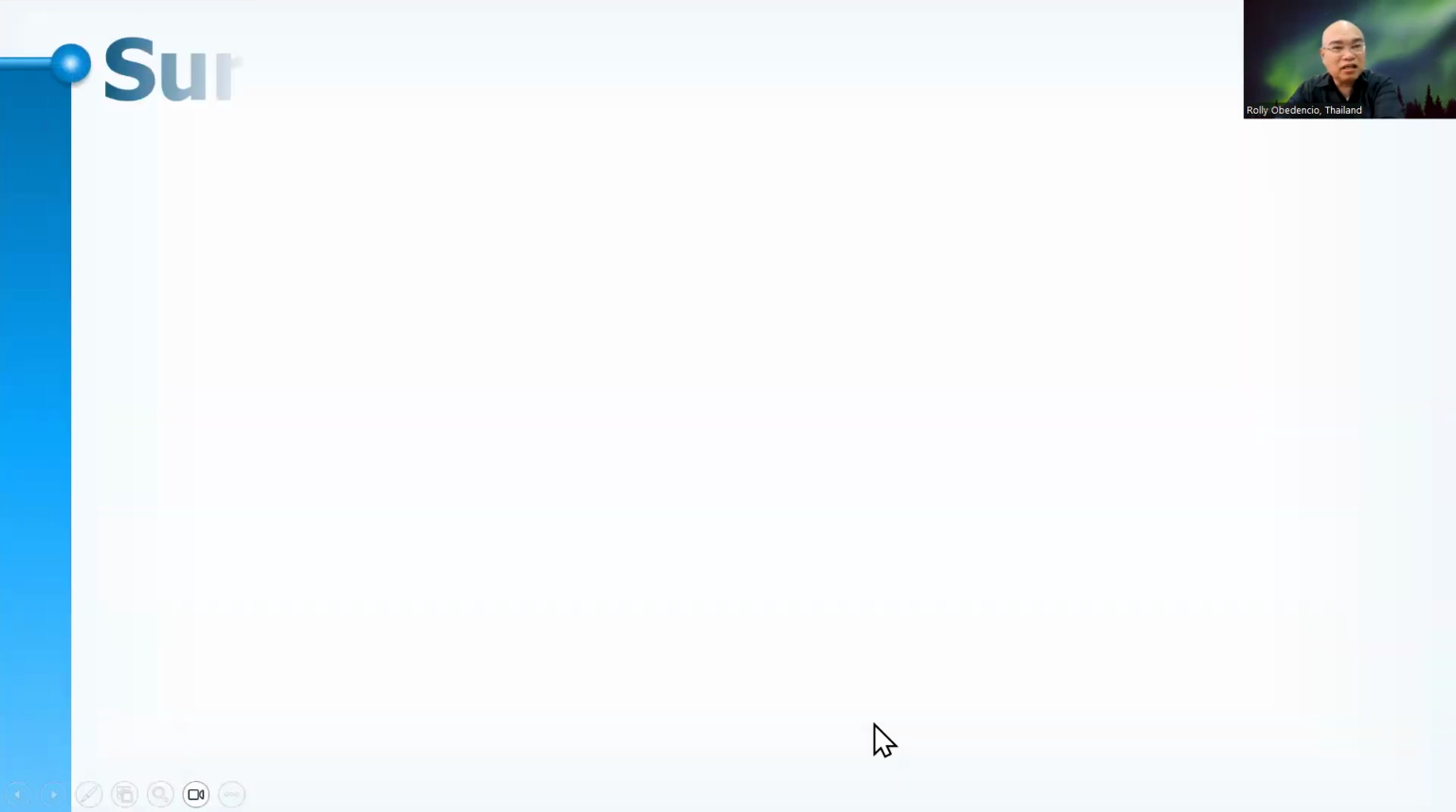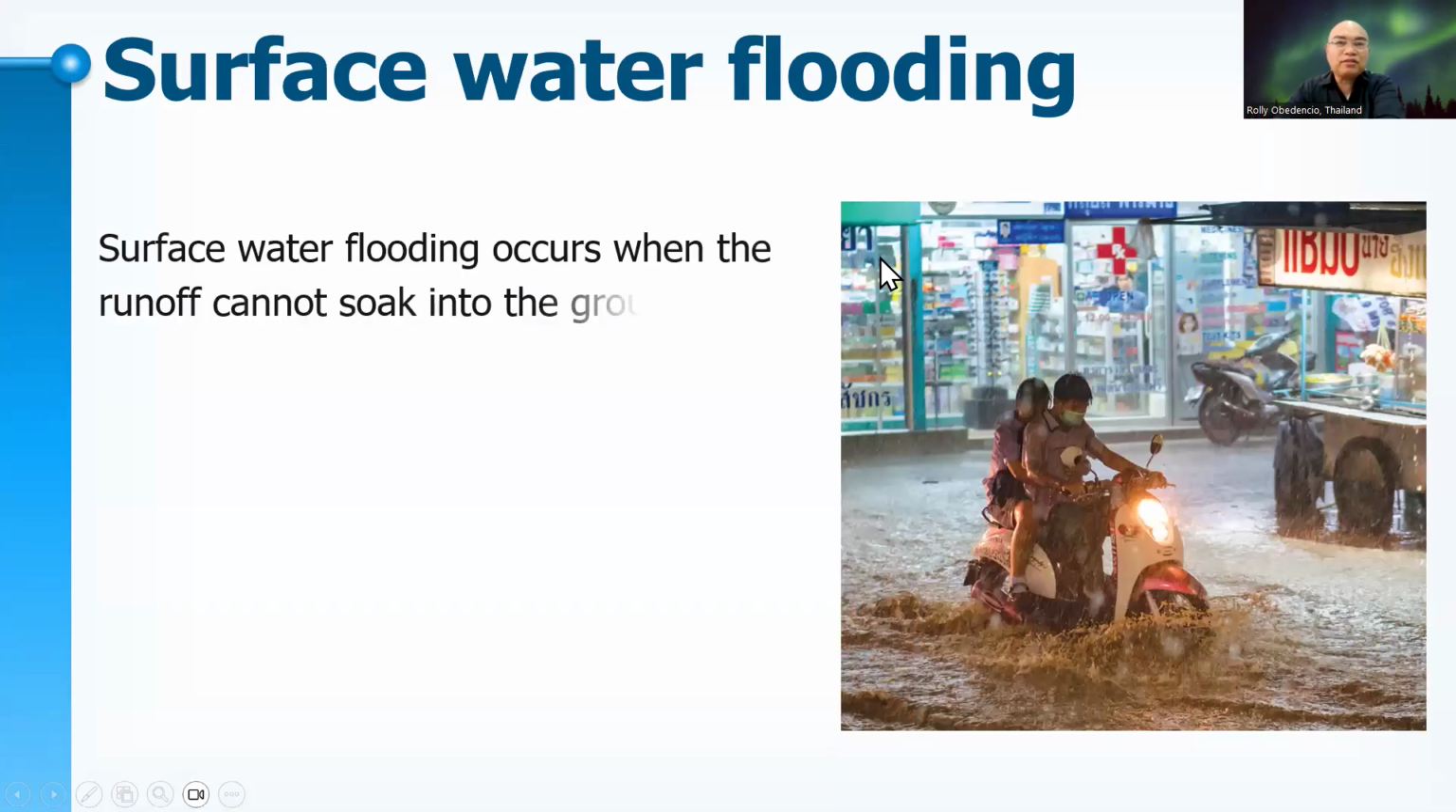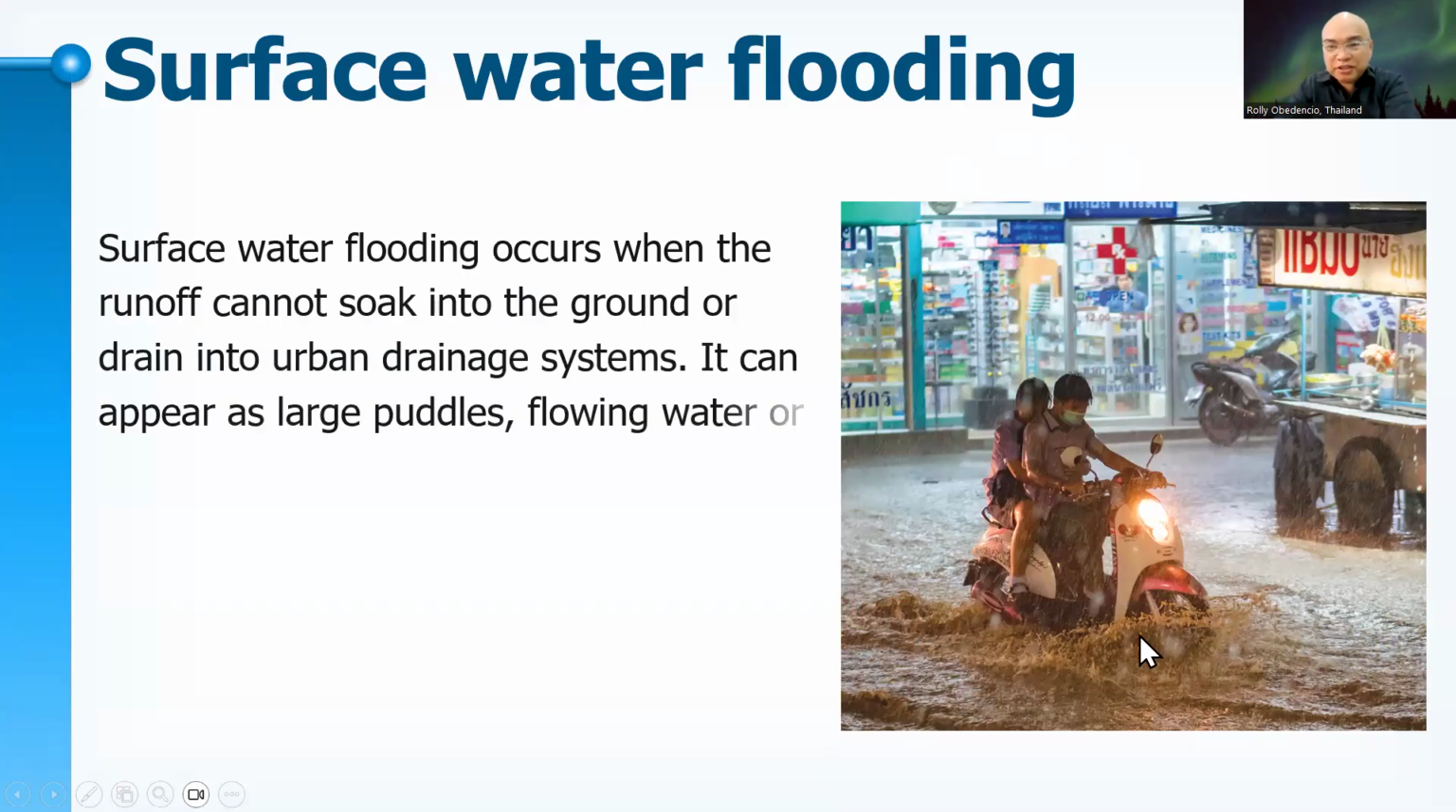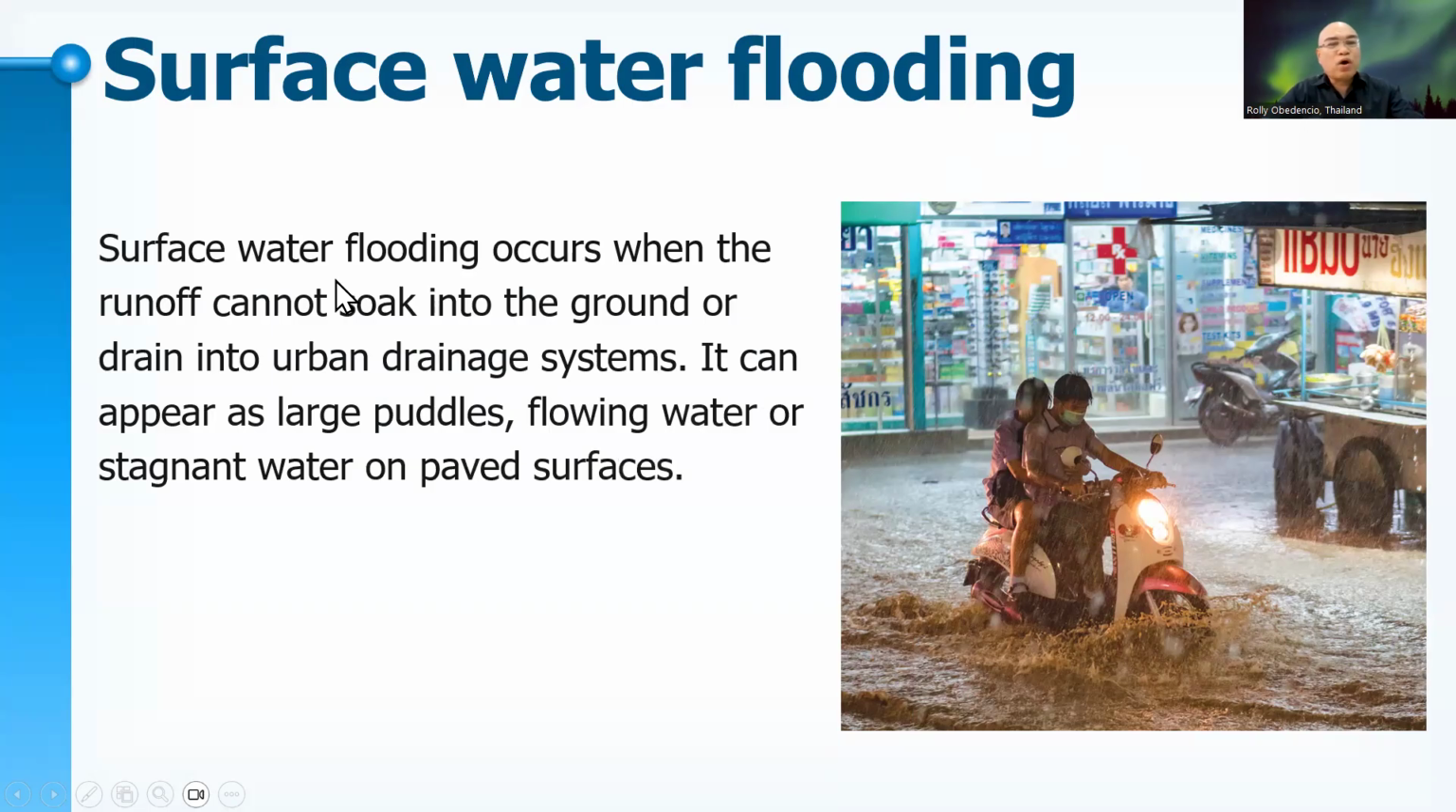Okay? So look, now what about surface water flooding? You see this picture on the right? Surface water flooding occurs when the runoff cannot soak into the ground or drain into urban drainage systems. It can appear as large puddles, flowing water, or stagnant water on paved surfaces. Do you know what happened to Bangkok several years ago? That is what happens.